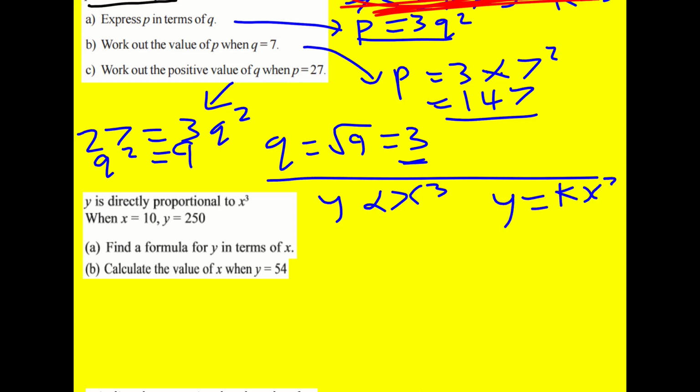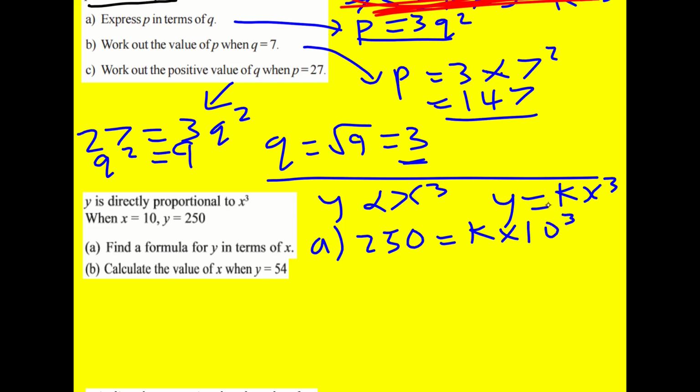This k is going to be different than last time. That's all right. I can still use k. Find, when x equals 10, y is 250. Find a formula for y in terms of x. So again, I'm going to substitute in my values. Part A, I can write down that 250 equals k times 10 cubed.